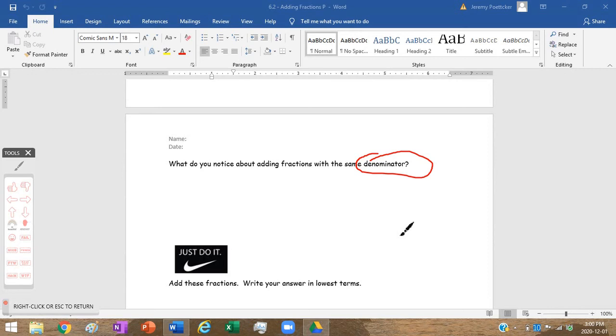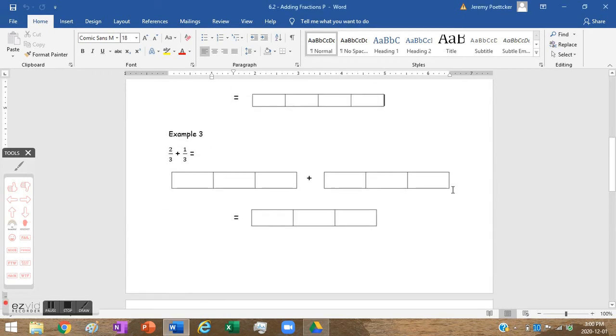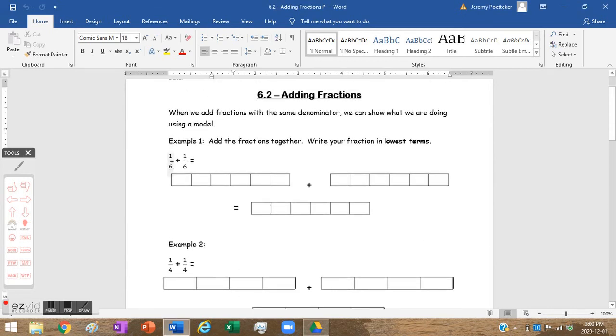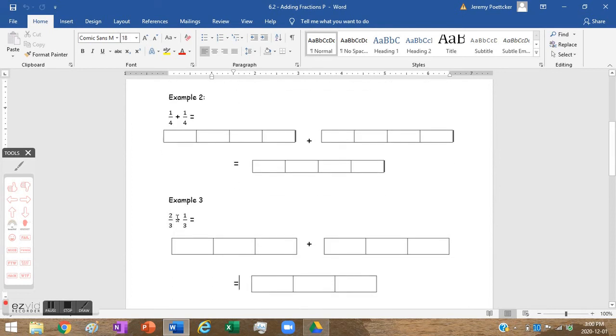So look back onto the last page. In none of these do we end up here with, oh, this is going to be 2/12. No. The bottom numbers, the denominator, stays the same. Same thing here. This is 2/4, not 2/8. And same thing here. This is not 3/6 as our final answer. It is 3/3.